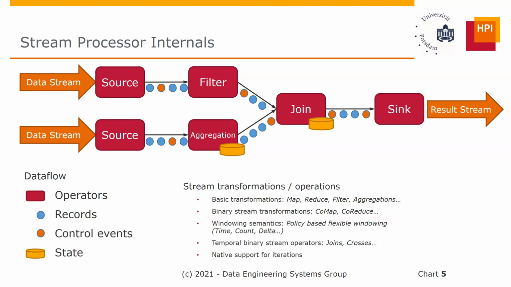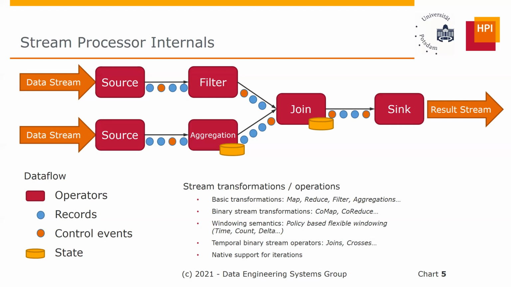Or we might have an aggregation, and this is a stateful operator. In an aggregation, for example, we want to combine everything. We want to count, we want to average and things like that. And then we can join multiple streams. And in the end, we send this to a sink where we have our result stream. And of course, there are many different kinds of operations, but these are the basic operations that we would look at.